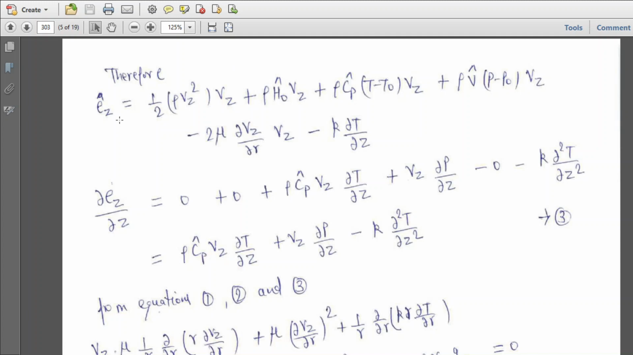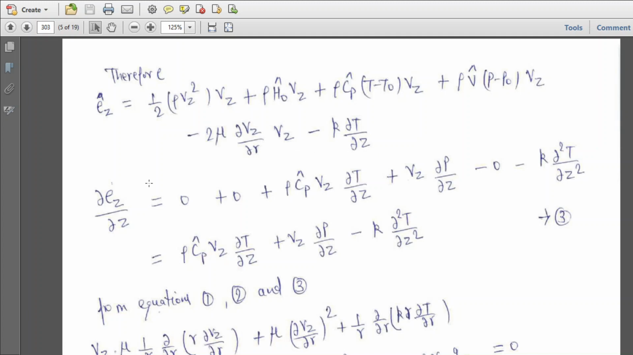Therefore you can call Ez cap equal to, you have this Ez energy vector in the Z direction, 1 upon 2 rho V square Vz, plus rho H cap Vz, plus Cp cap T minus T naught Vz, plus rho V cap P minus P naught into Vz, minus 2 mu del Vz upon del R Vz, minus k del T upon del Z.